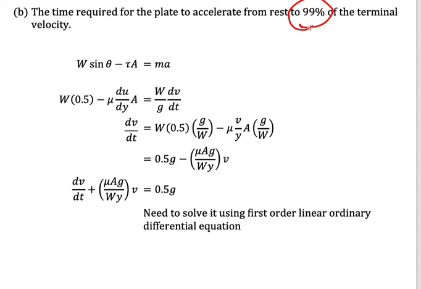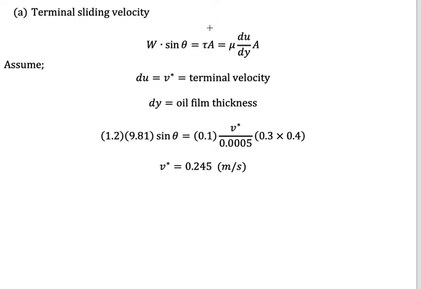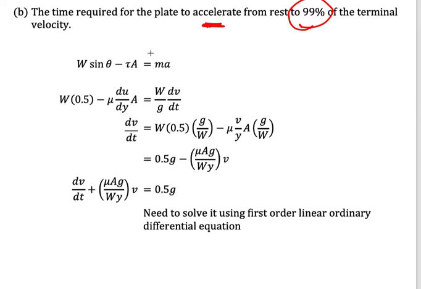The word accelerate here may give us some ideas, because if we see the previous equation, we have W sine theta equals mu du dy A. So du dy means the difference of u over dy, meaning over distance. If we only have one u, we cannot calculate the acceleration. That's why we need to be a little bit creative. The free body diagram will work like this.